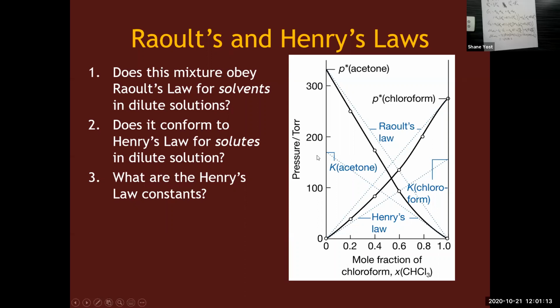The Henry's law constants are just whatever this value is, like 175 and 170 or something like that. They're just extrapolated out. You take the near-zero slope, draw it as a straight line, and extrapolate it to get the Henry's law constant for that given liquid. Henry's law constant depends on the liquid itself. It's different for each liquid, and that's to be determined empirically for every liquid.